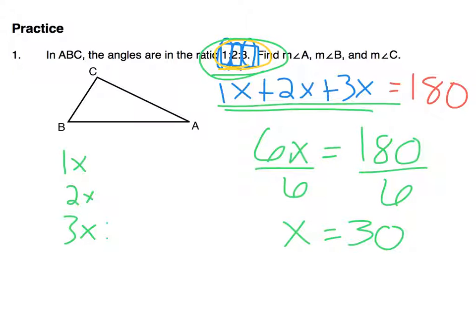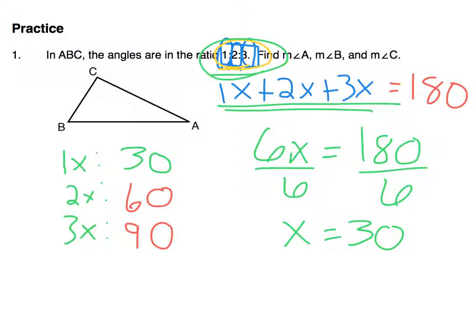So I need to know what all 3 of those are. Well, 1x, that's really the same thing as x, so that one actually is the 30, but we won't always have a 1 there. We'll look at an example here in a minute. 2x, that's going to be 2 times 30, so that's 60. And 3 times 30, that one's going to actually be 90.